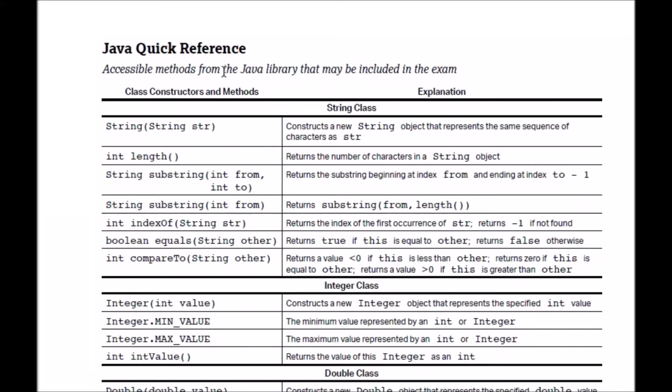This is the Java Quick Reference. You're going to get a copy of this when you take the actual AP exam, so you don't need to memorize this. And today I'm just going to talk about these string methods right here. There's 7 of these, starting with this one.